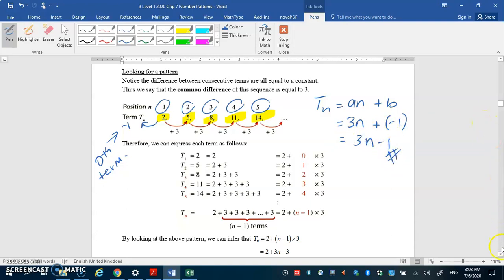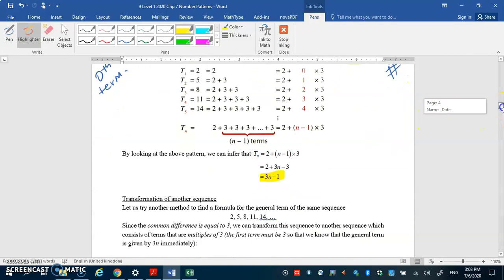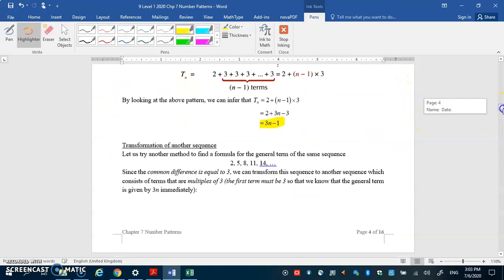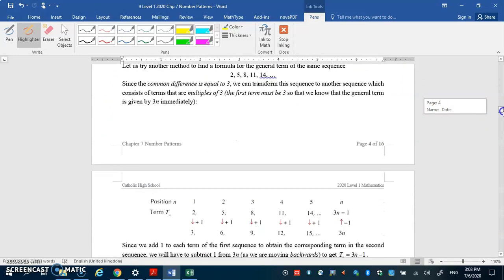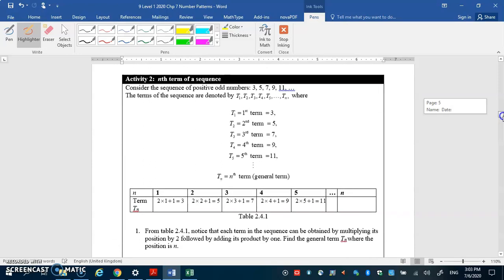Okay, this page actually shows you a different method to find it. If you're interested, you can use this formula as well, but I prefer using the an plus b formula. Eventually, you will get the same answer, which is 3n minus 1. Okay, so they are telling you all about the common difference. They're telling you how to derive the nth term. Let's move on to activity 2.